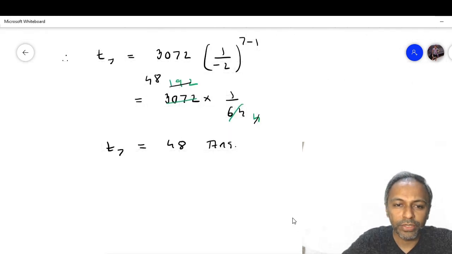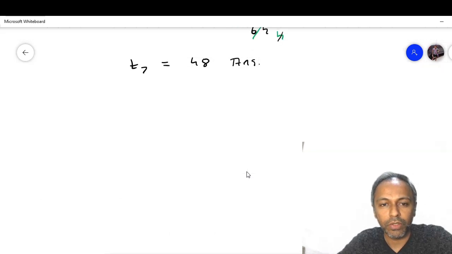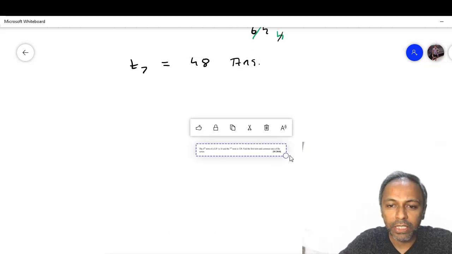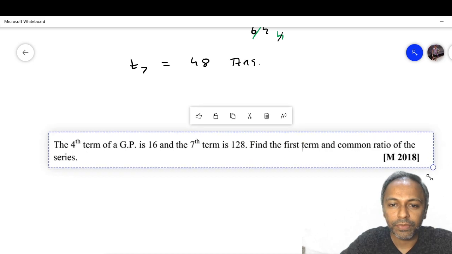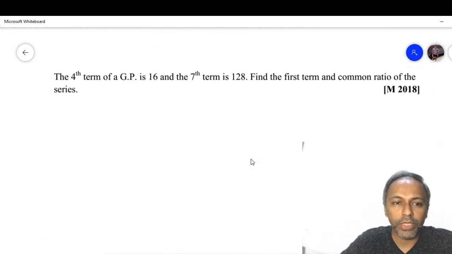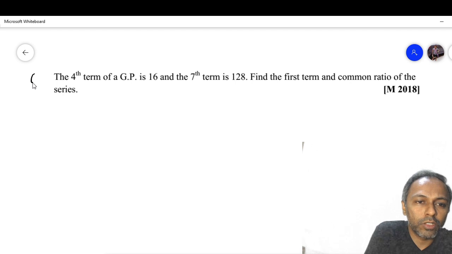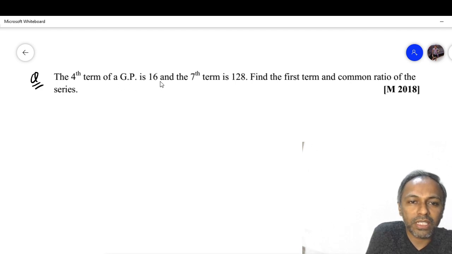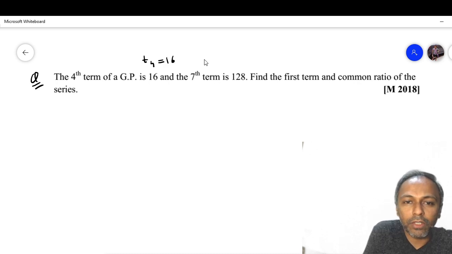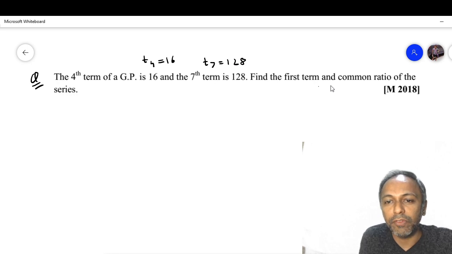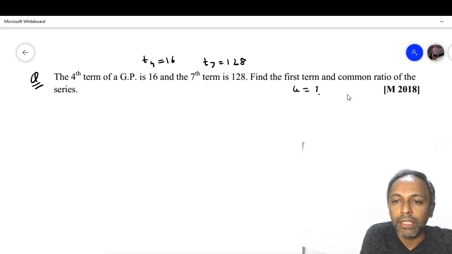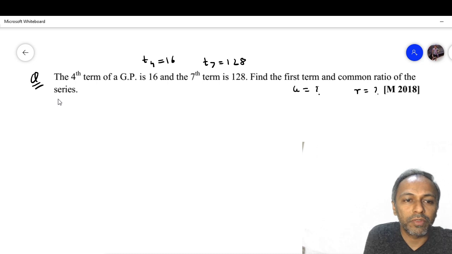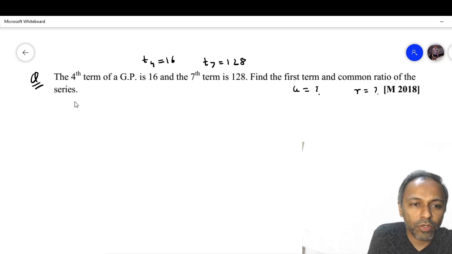Let us take a board question on the same type. Say we take a 2018 question. The question goes as, the 4th term of a GP is 16, so T4 is 16, and the 7th term is 128, T7 equal to 128. Find the first term. So you have to get A and the common ratio of the series. Let's try solving this. This looks manageable.